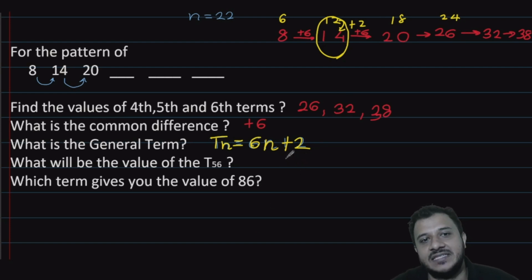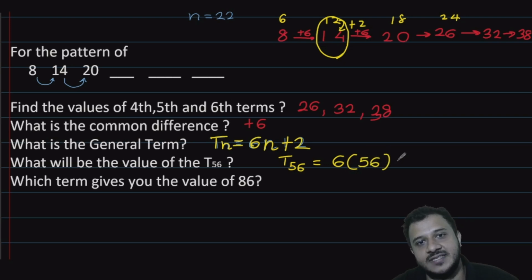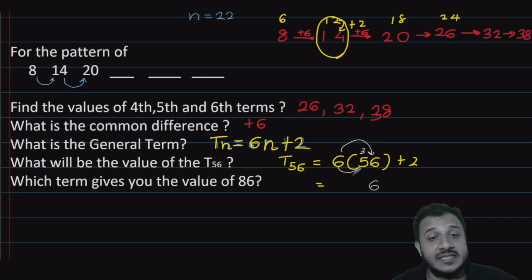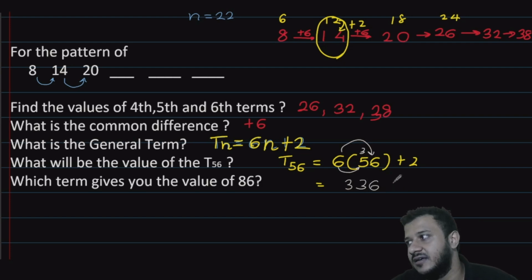Then the 56th term. That means term 56 is equal to 6 times 56 plus 2. First let's do the multiplication here. 6 times 6, that's 36. 3 comes to the neighbor. 6 times 5, that's 30. 30 with a 3, 33, plus 2.